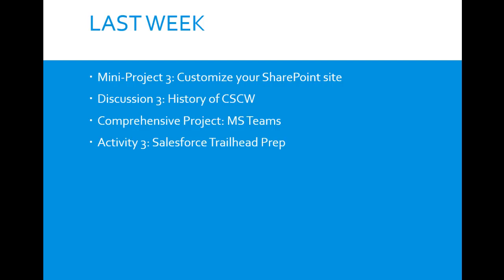We have discussion 3, the history of computer-supported cooperative work, which is part of an objective. We need to know where CSCW comes from so that we may know where we are and where we are headed. In the comprehensive project last week, you had to create a Microsoft Teams site to be shared with your teammates and with me. That is where I'll be looking for the comprehensive project development, and hopefully so far you have connected OneNote to your Microsoft Teams and have started documenting your team meetings. Activity 3 is Salesforce Trailhead Prep. That was just setting up Salesforce, seeing the Trailhead for this course, and being able to connect it to LinkedIn.